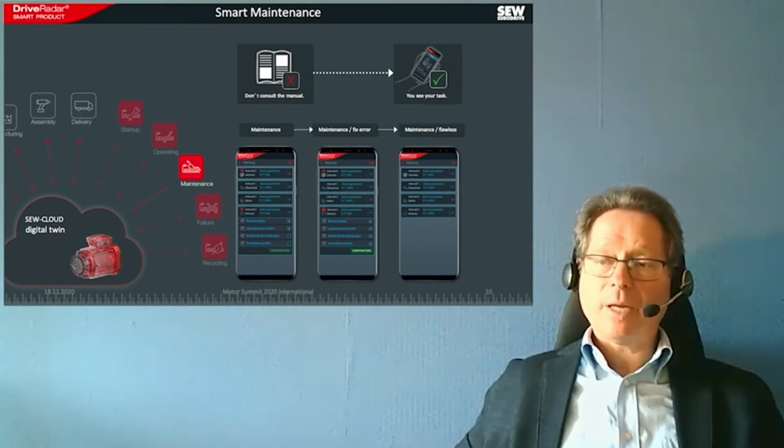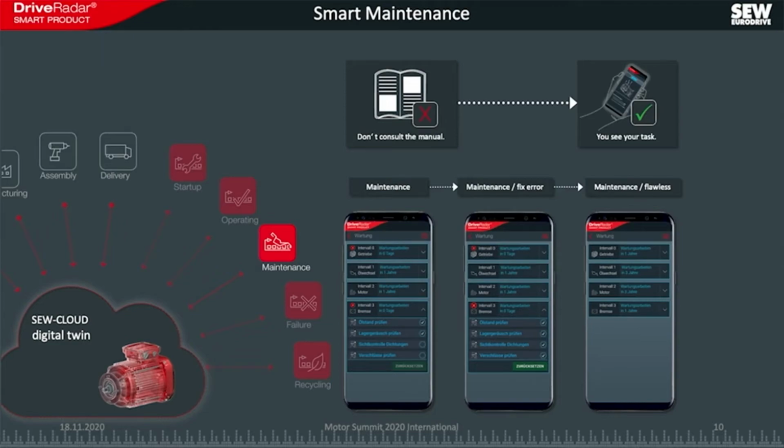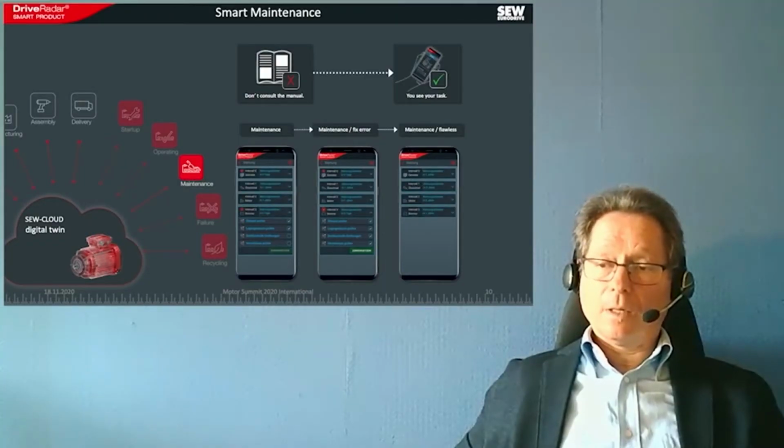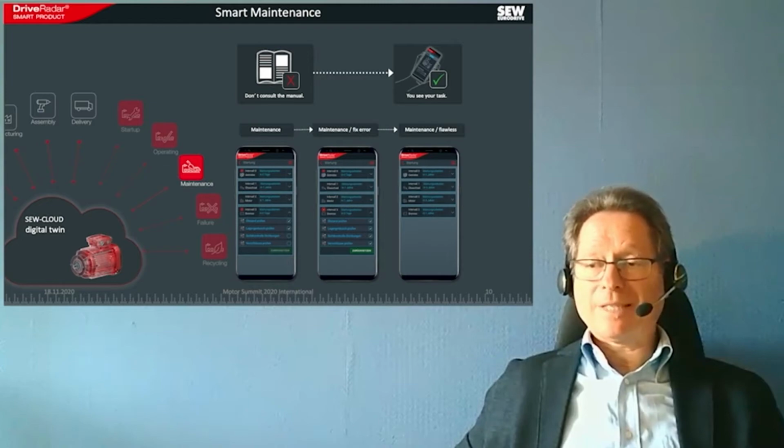And now the smart maintenance. Here the same approach. Go and consult the manual. Use the app. You see your task. So here you see the maintenance intervals and the time you have to do the maintenance. If an interval is expired, you are supported with a step-by-step guide. And after work, you can reset the interval and store it in the digital twin.